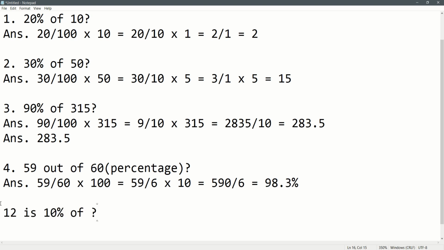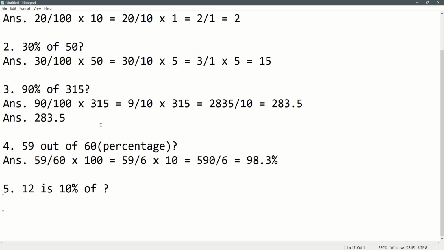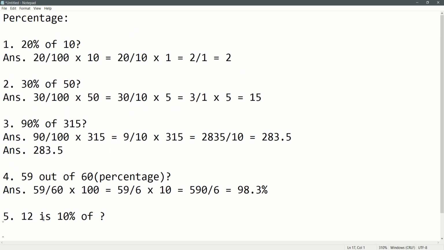Now I am having a question which says this. Okay, now this question says 12 is 10% of what? Now, how to solve it? So we will be now solving it. I'm gonna zoom a little out so that if you want, you can also take a screenshot of all these questions. Yeah. So now I am solving the question over here.